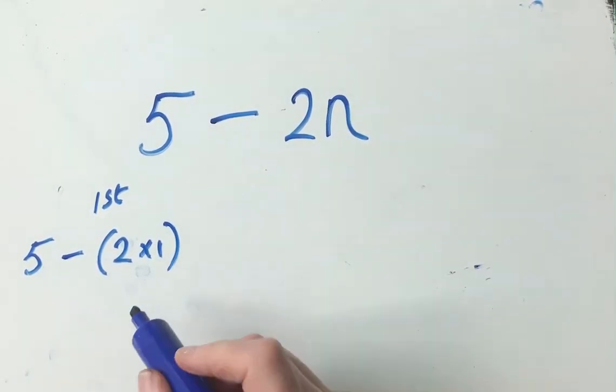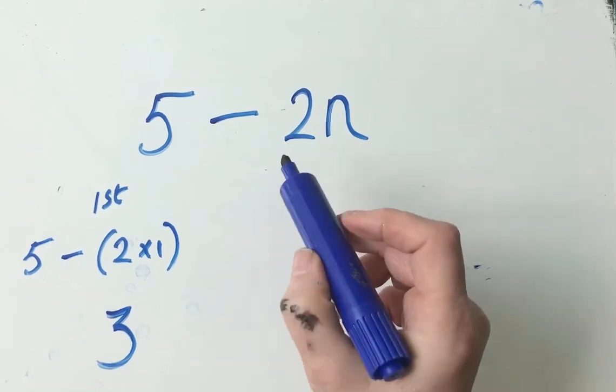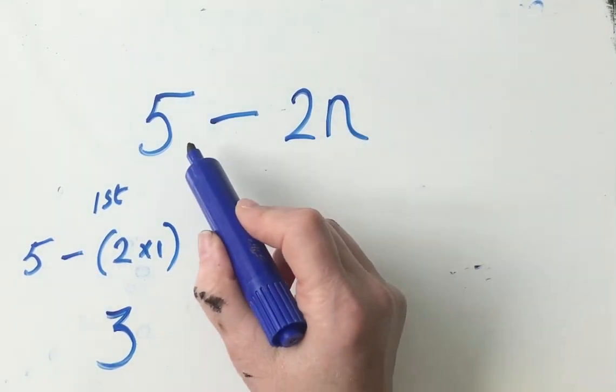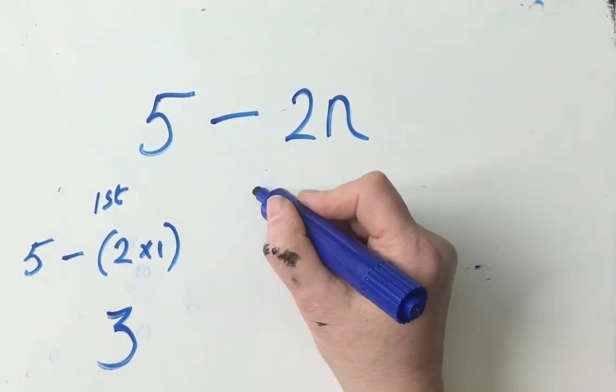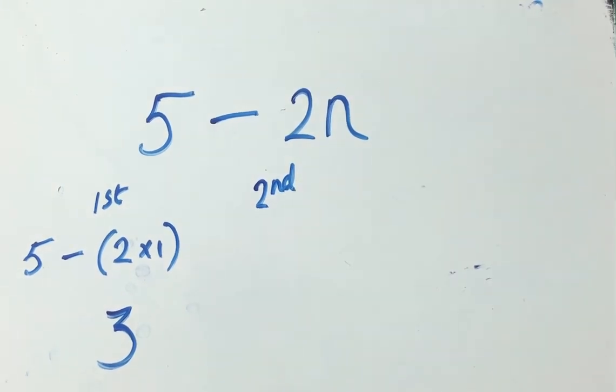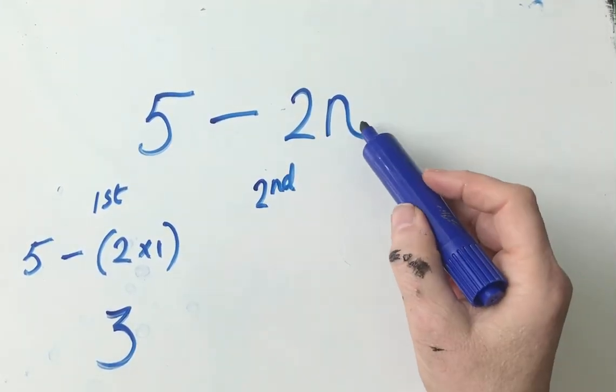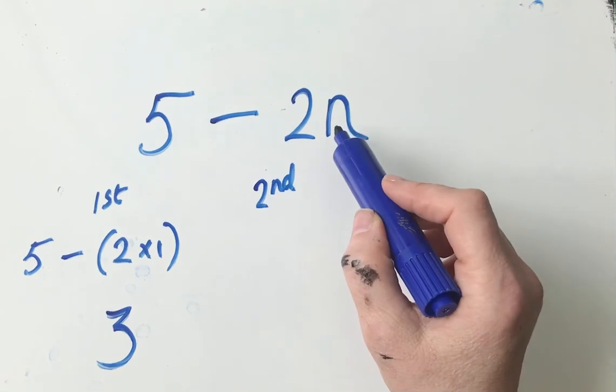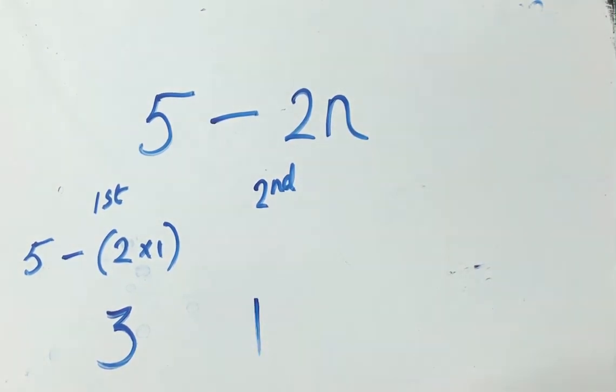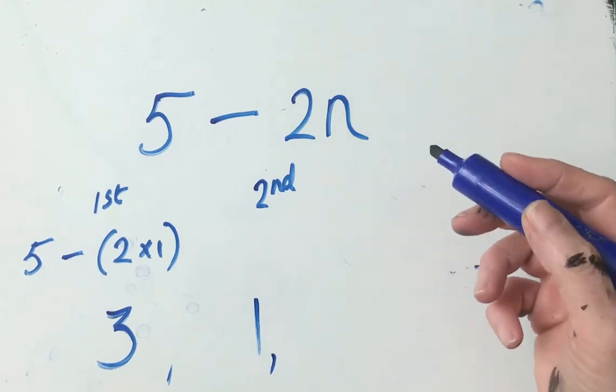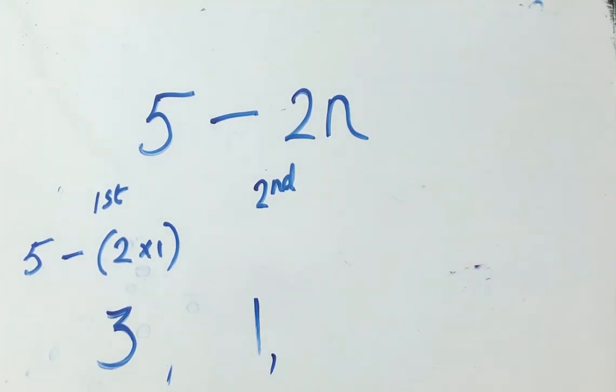So 5 take away 2 is 3. Look, 2 times 1 is 2. 5 take away 2 is 3. The second term, 2 times 2 is 4. 5 take away 4 is 1. And you notice the sequence is going down. 3 take away 2 equals 1. I'm going down by 2 each time. So now I could actually stop substituting in and just follow the pattern.